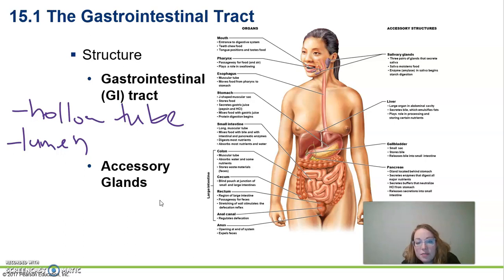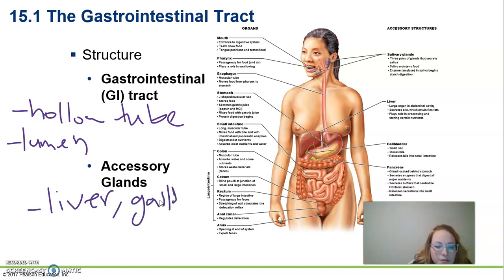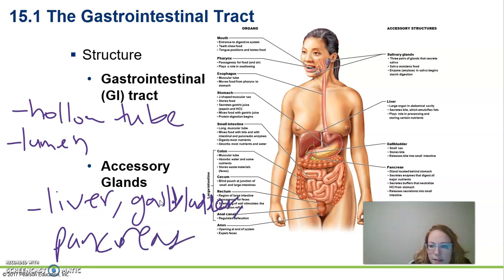And then the accessory glands, the big ones: the liver makes bile to help us break down fats, the gallbladder helps store that bile, and the pancreas.